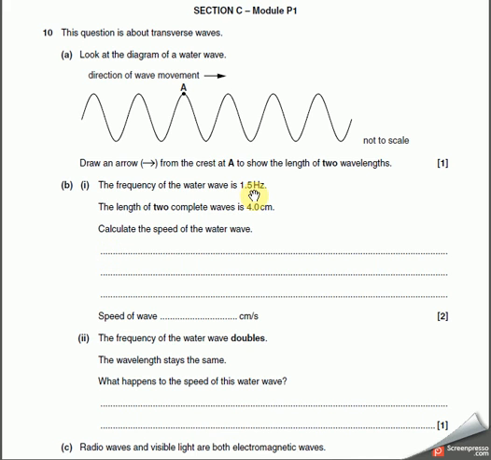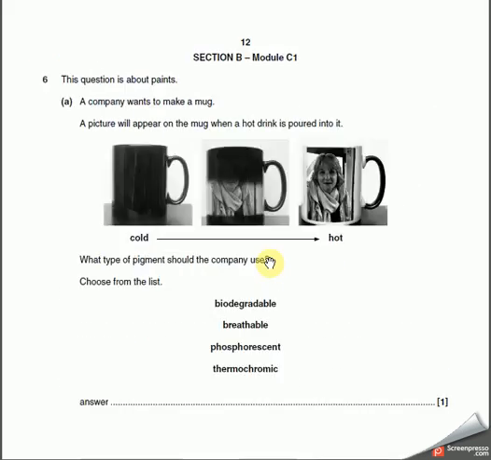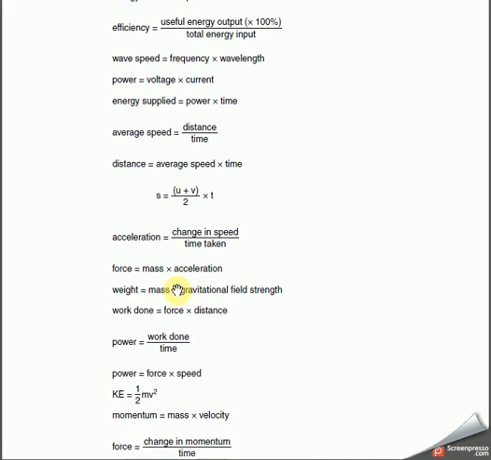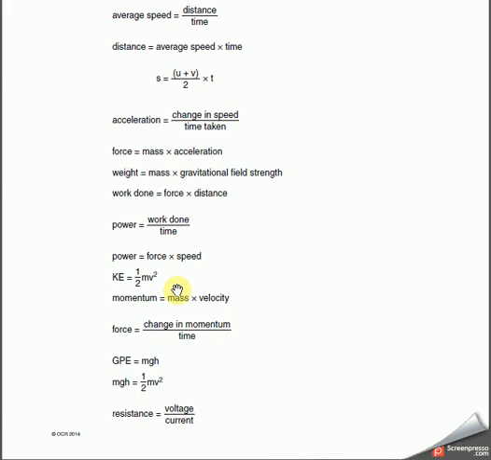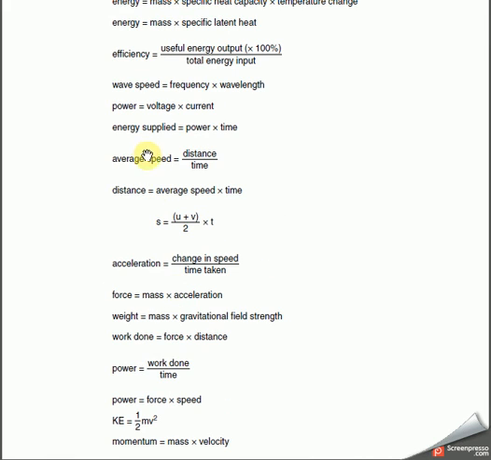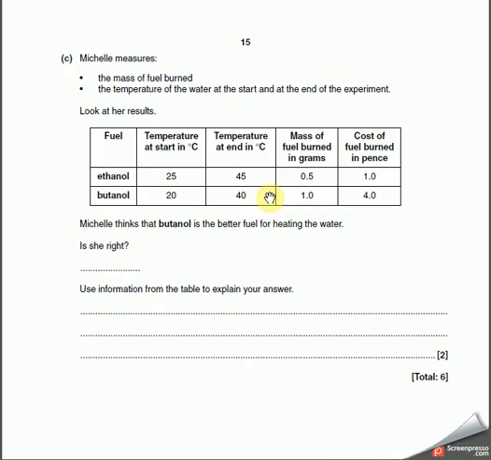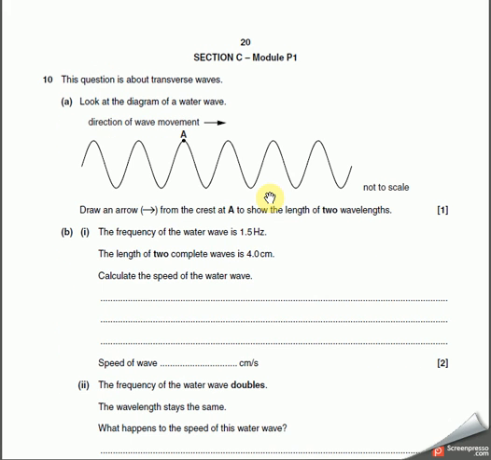Frequency of a water wave is 1.5 Hertz. The length of two complete waves is 4 centimeters. Calculate the speed of the wave. Now, this is 2 marks. Right, guys, if you go to the first bit of the paper, it will give you all the equations that you need. So this one is about wave speed. Let's just find wave speed a second. Yeah, here we go. Wave speed equals frequency times wavelength. So we know that's the equation that we've got to use. So if we go back to that question, it's just frequency of the wave multiplied by wavelength.